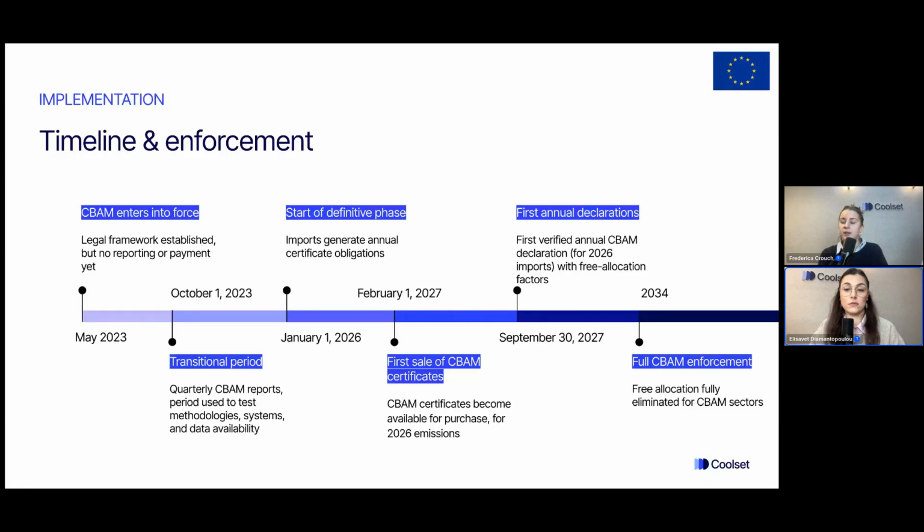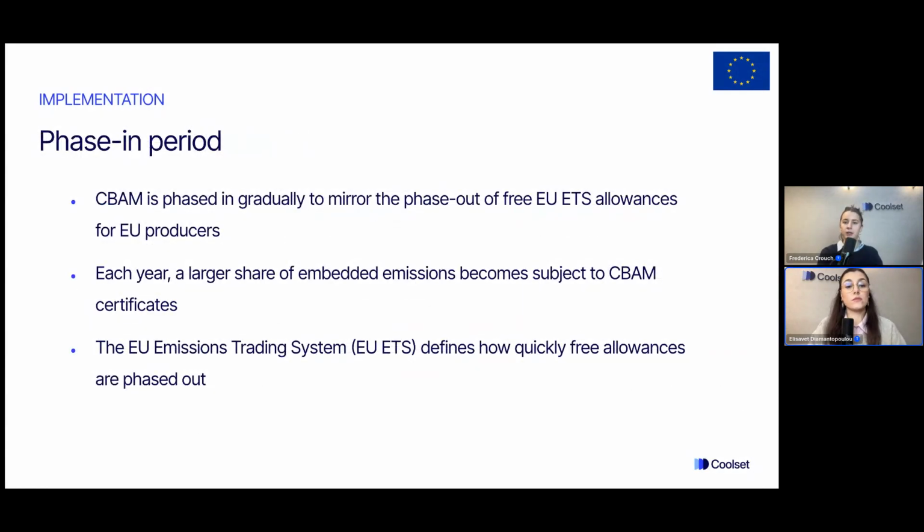And then finally, 2034 is when full CBAM enforcement will be required. So this is when any free allocation, which again we'll go into, but that's essentially when you don't have to pay for certain sections because there's a free allocation, that'll be fully eliminated by 2034. So everyone and everything in the industry will require CBAM payments. And this phase-in period, what does this look like?